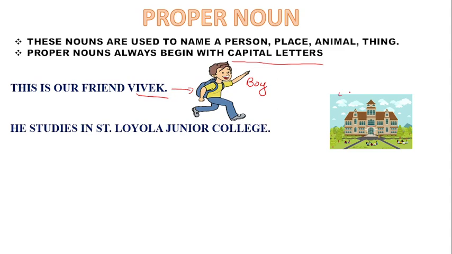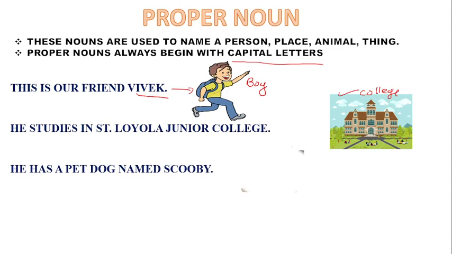Now there will be many colleges in the world, but I have specified which college he studies in. So the name of the college is St. Loyola Junior College. He also has a pet dog named Scooby. Now all over the world there might be many dogs, but when I say that he has a dog named Scooby, you know whose dog I am talking about.